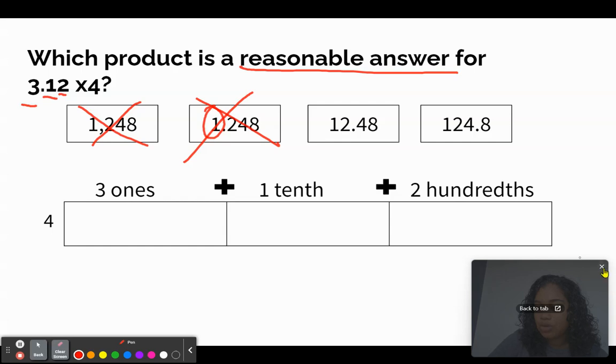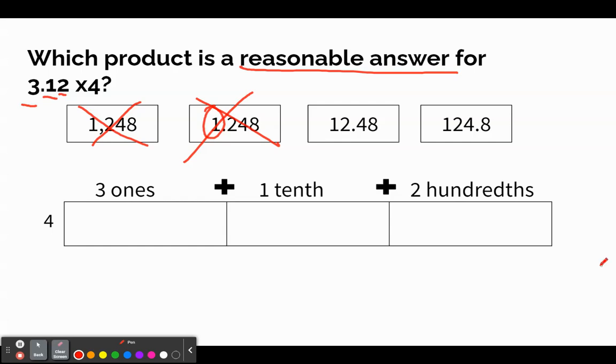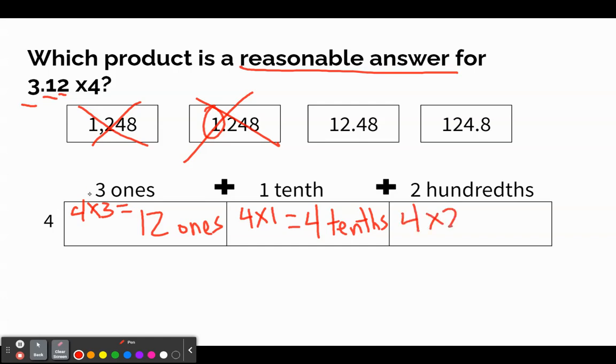I'm actually going to close my camera so we have more space to work. So we have 3 times 4, or 4 times 3 ones, is going to equal 12 ones. Okay, and then we have 4 times 1/10, which is going to equal 4/10. And then we have 4 times 2/100, which is going to equal 8/100.